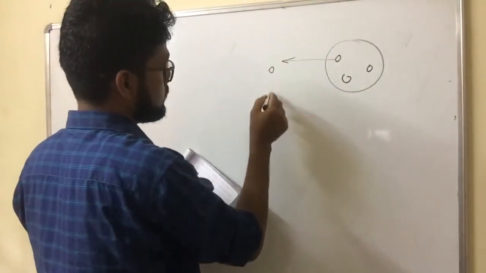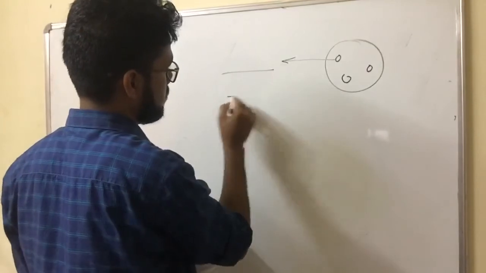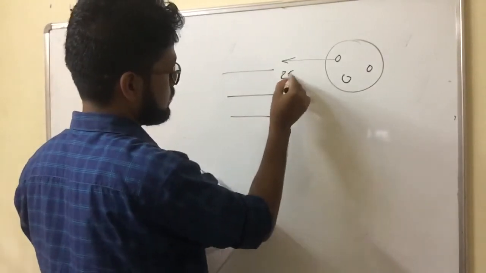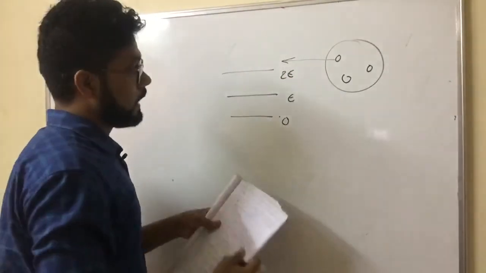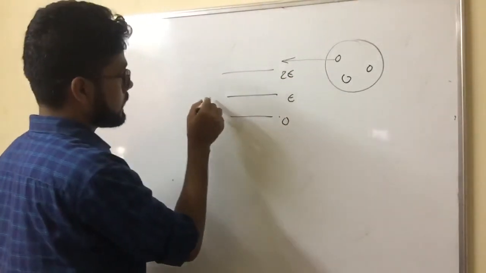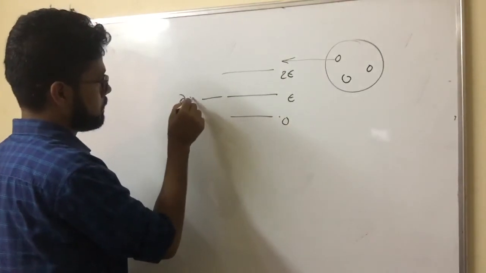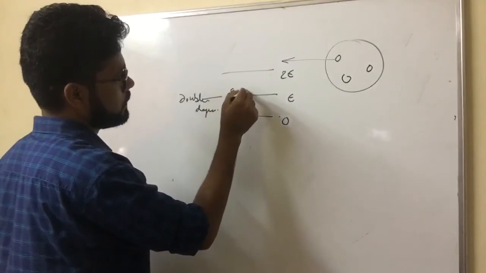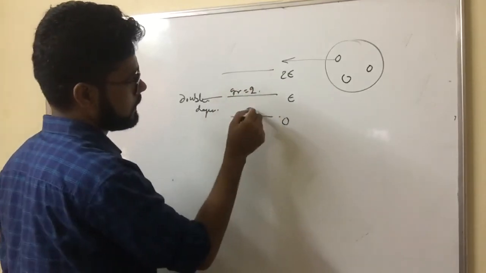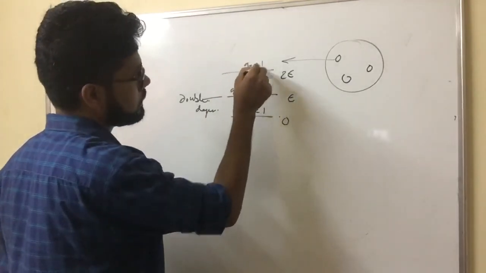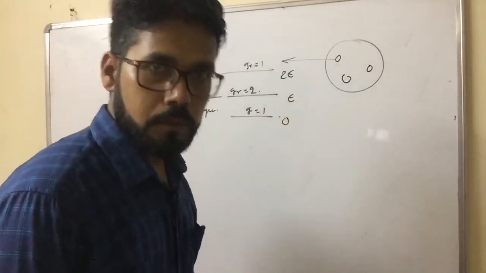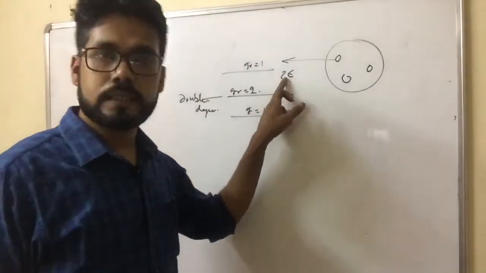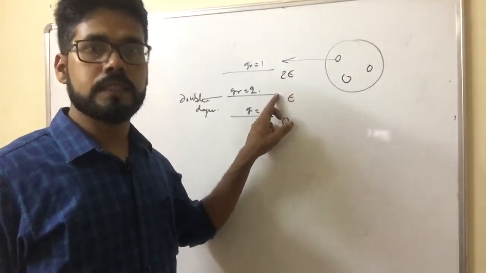The energy levels are 0, E, and 2E. Okay, and this energy E state is doubly degenerate. Doubly degenerate means g_r equals 2 here. Okay, here g_r equals 1, here g_r equals 1. Consider a system of 3 particles. Each particle has 3 energy levels, 0, E, 2E, and the energy level E is doubly degenerate.